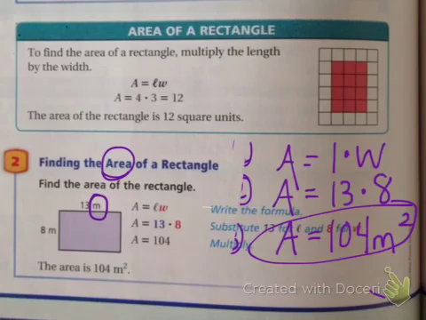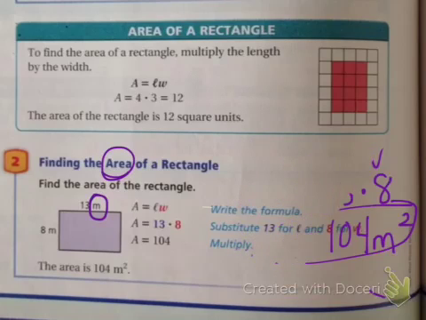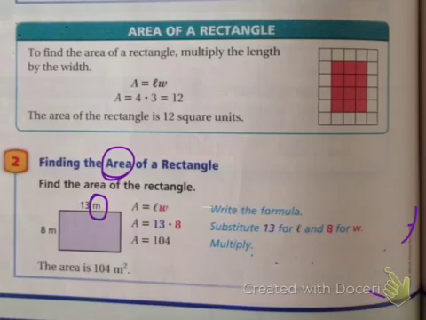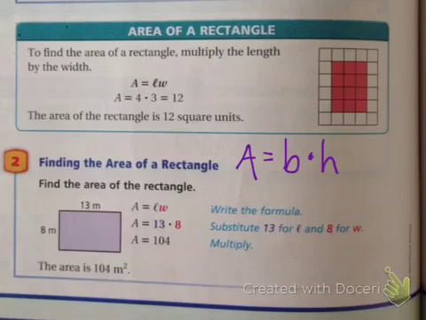Okay, so sometimes I like to say a different formula for a rectangle, just because it helps me remember in general for parallelograms, which we're going to do next. So you can also say that the formula for area of a rectangle is A equals base times height. So this would be my base and this would be my height. Either way works for me.